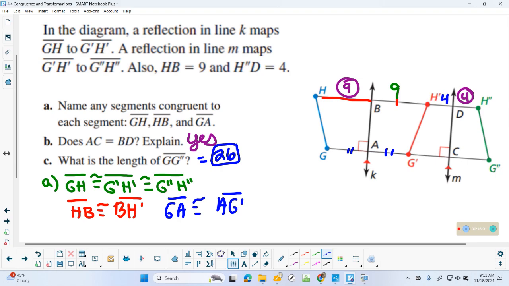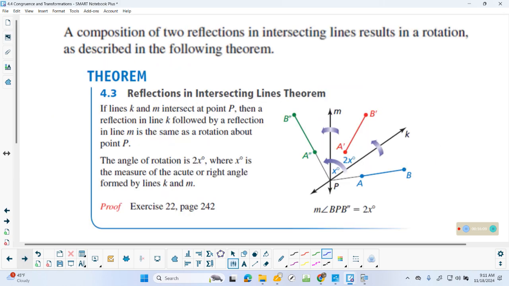So last thing I'm going to show you. A double reflection is a translation. You can slide it over. We're going to talk about rotations a little bit again, what a double rotation is here. There's one word you have to fill in, and then we'll talk about it. If lines K and M intersect at point P, then a reflection in line K followed by a reflection in line M is the same as a rotation. That's the one word you got to fill in on the line.